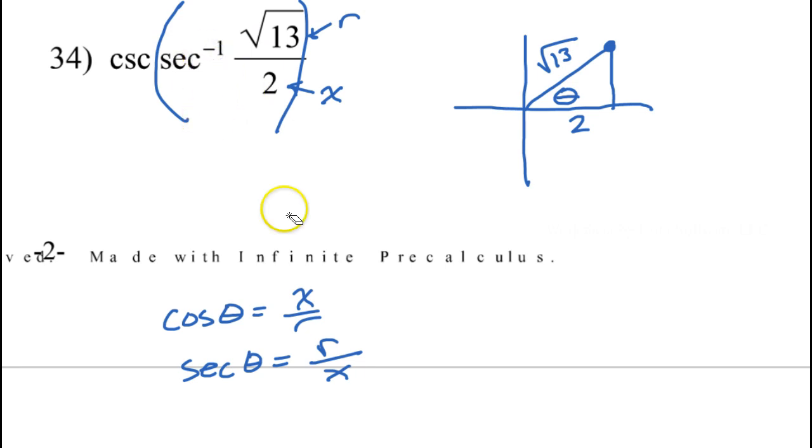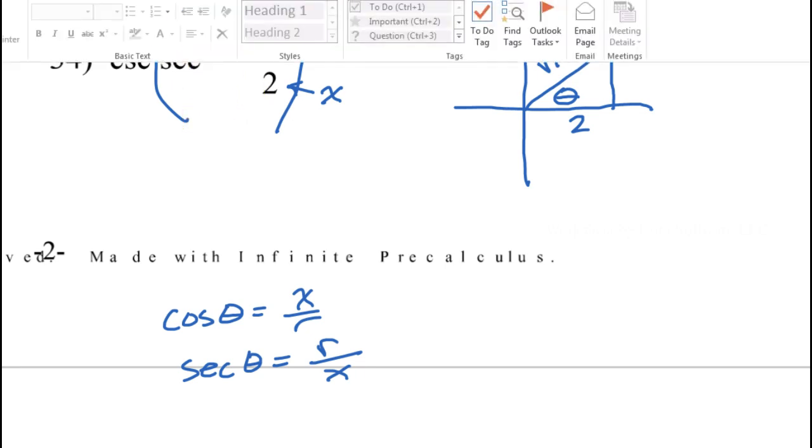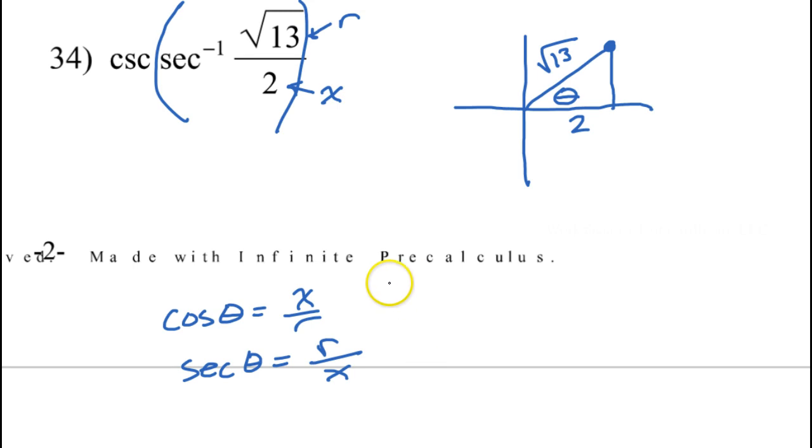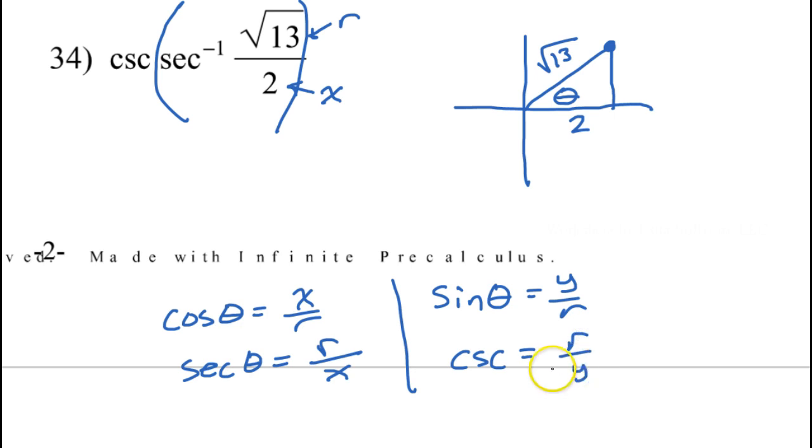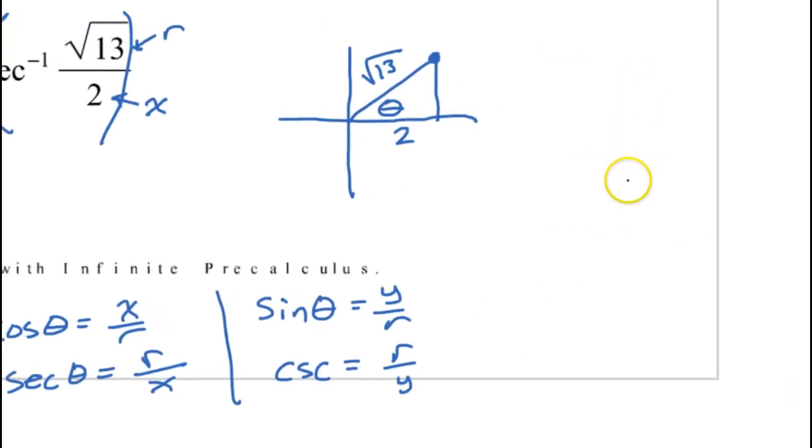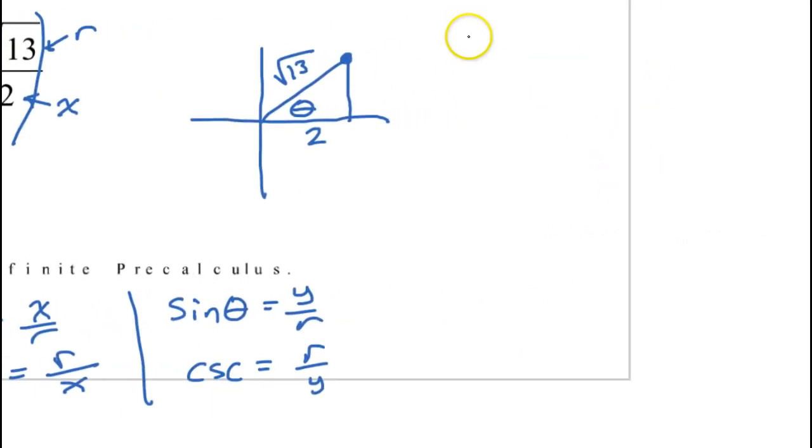Now what is cosecant? Well, cosecant is the reciprocal of the sine function. And I know that sine is y over r. That means cosecant should be r over y. I have r, I don't have y. So I need to find y. So I will need to do the Pythagorean theorem.